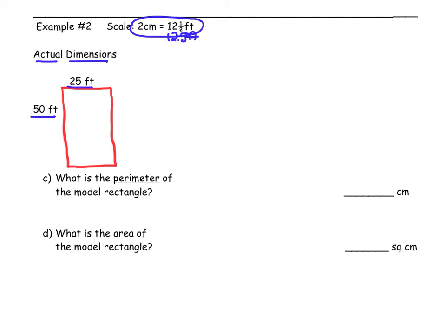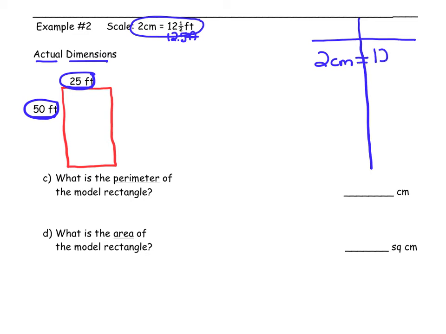We're going to use the table technique and convert each of those given dimensions to centimeters. Remember, 2 centimeters on paper equals 12.5 feet in the real world. Centimeters, that's our X value, and our Y value, well, that's feet.